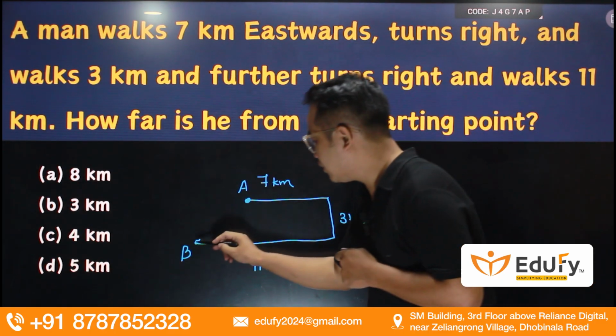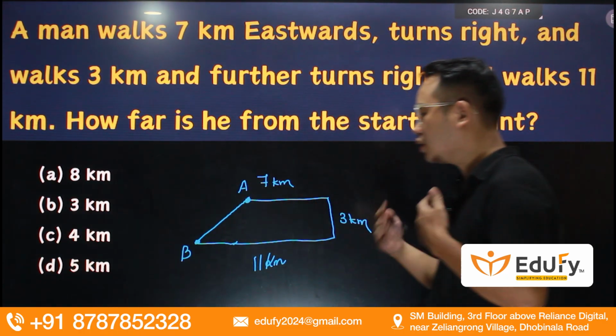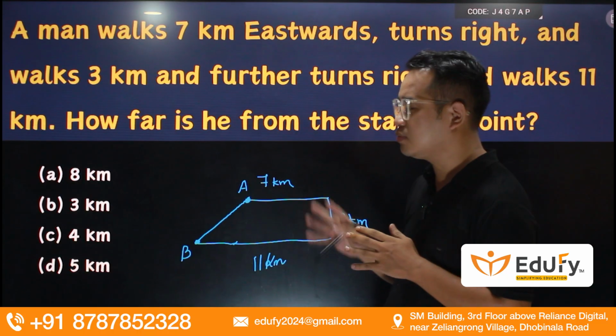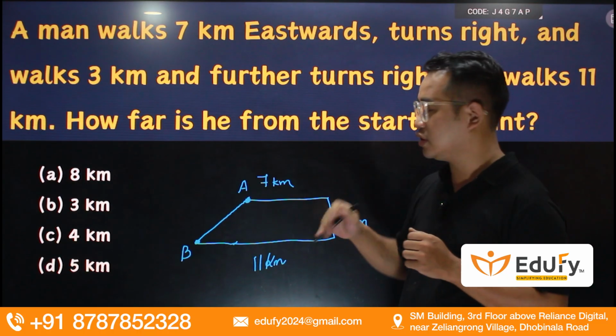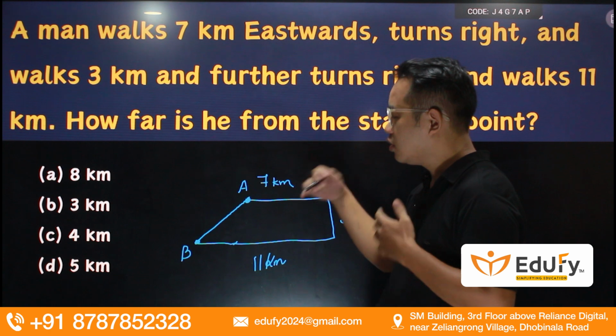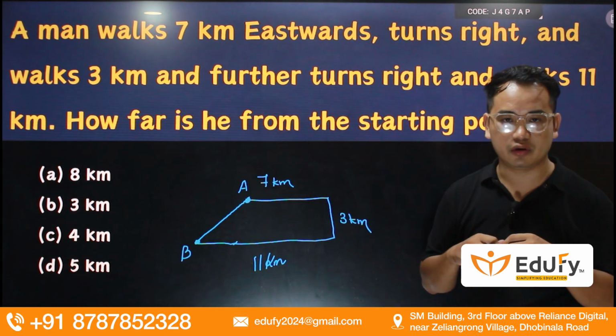First I will try to connect these 2 points. In our previous classes we did the same questions for shortest distance, but it was on a straight line, so we just had to add our distances. But here you can see this is an inclined line, so we have to do this type of question with the help of the Pythagoras theorem.